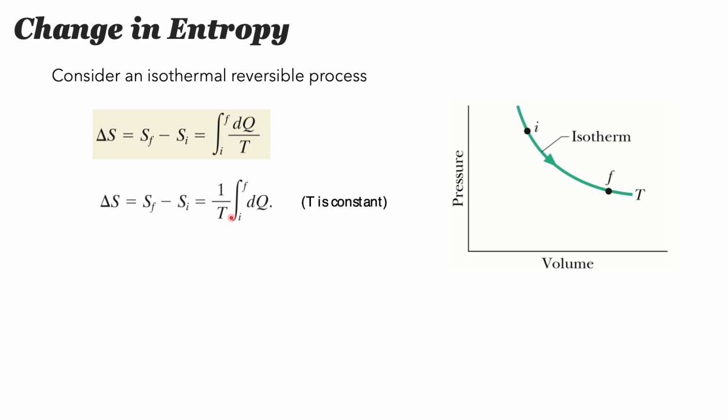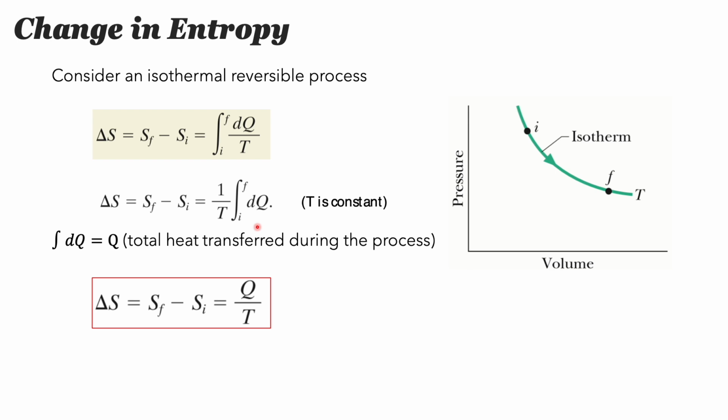Since T was constant, we do not need to keep it inside the integral sign. We can bring it outside the integral, and the integral of dq from the initial state to the final state means the total heat energy transferred during this isothermal process. We can write it like this: the heat energy transfer divided by the temperature at which this heat transfer has taken place.